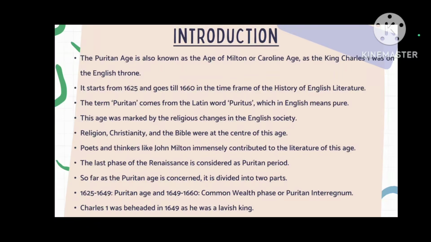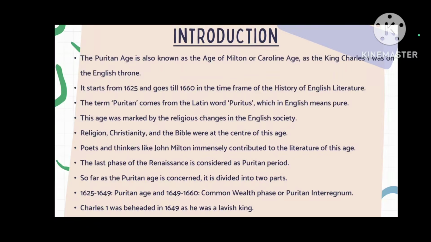It is also known as Caroline age. Now Caroline is the English name of King Charles the First, and King Charles the First was reigning during the Puritan period in England. For that reason, this age is also known as the Caroline age, right?